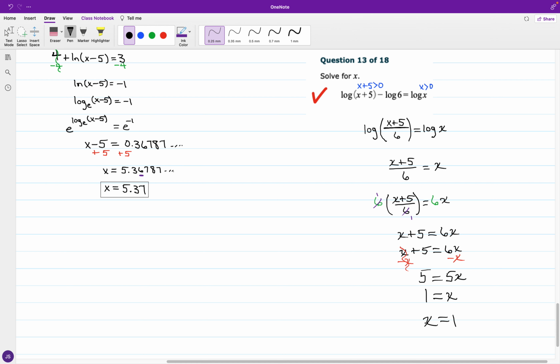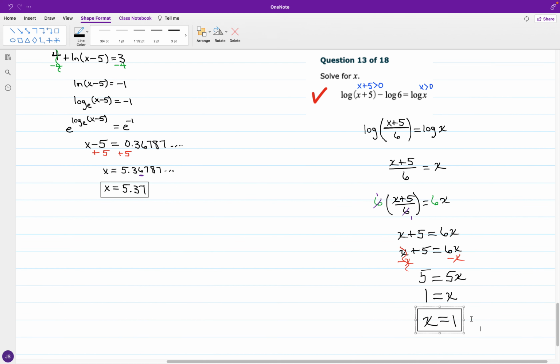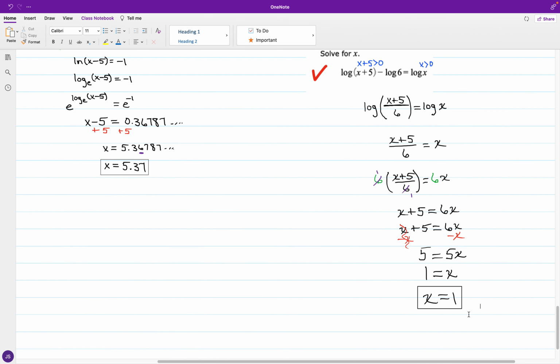So in this case, with x at 1, 1 plus 5 is 6, that is greater than 0. And x at 1, 1 is positive, so 1 is the solution. And it qualifies as such since it complies with all the requirements for the logarithmic terms to be defined.